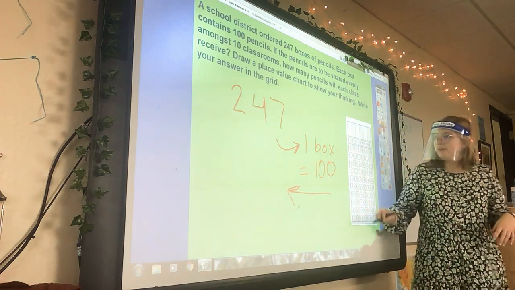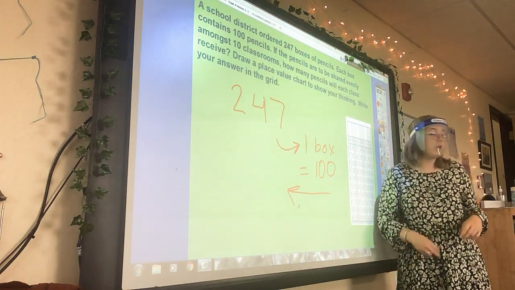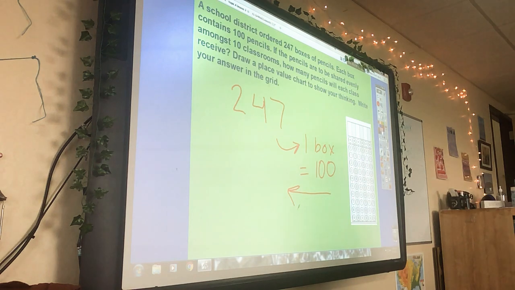How many spots? 2. So if you want to draw a place value chart and do it that way, go for it. If you want to do it the good old-fashioned way, you can do that as well. Well, for the final answer? Did we get there yet? We're just finding how many total pencils there are. Yes, that's what Johnny is doing.